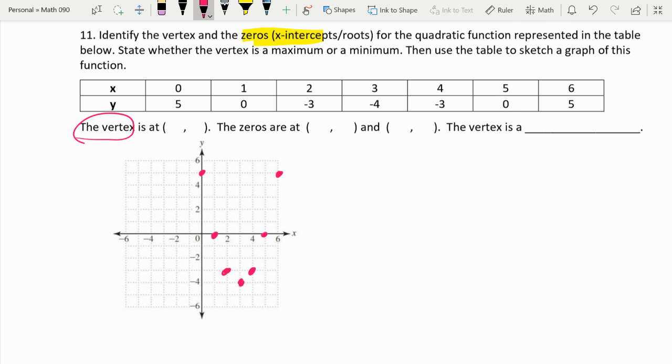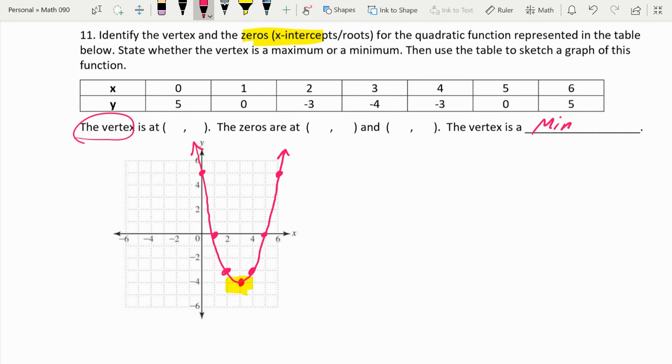Now, if you look at this graph, remember, a vertex is a maximum or a minimum. Well, where do you see a max or a min? Right there. There's that max or that min. In this case, it's a minimum. So I can answer this question right away. The vertex is a minimum because this graph opens up. You guys know I'm bad at doing this, but let's draw a line. Well, not too bad. I'm kind of proud of myself there.